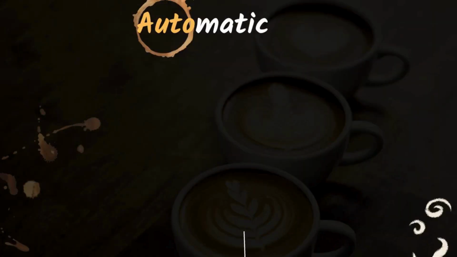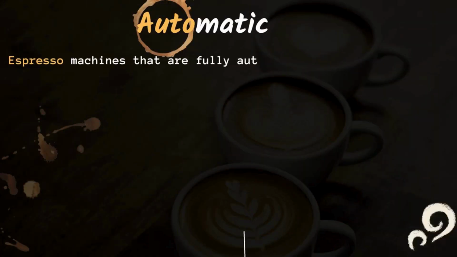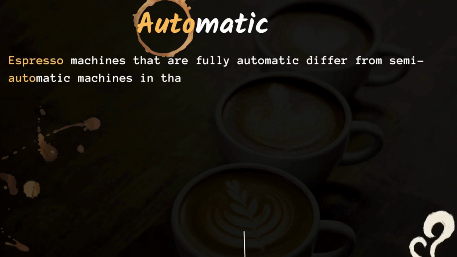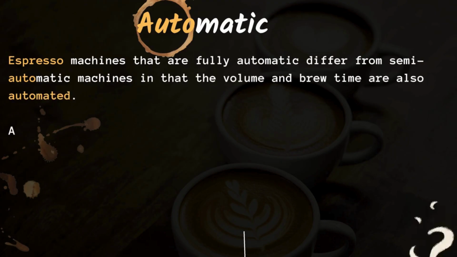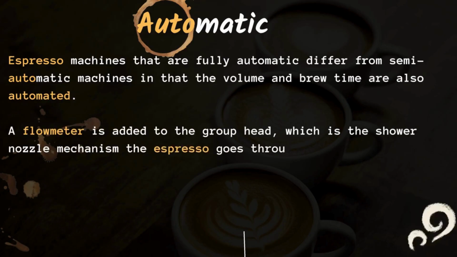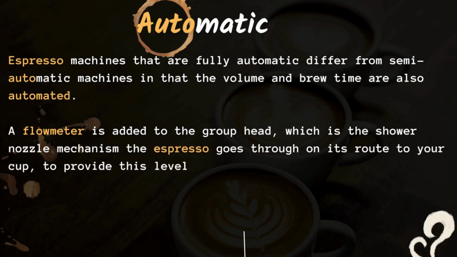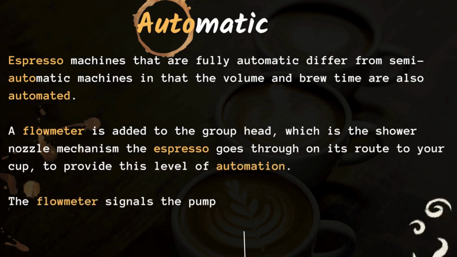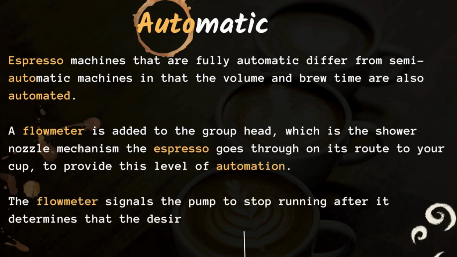Automatic. Espresso machines that are fully automatic differ from semi-automatic machines in that the volume and brew time are also automated. A flowmeter is added to the group head, which is the shower nozzle mechanism the espresso goes through on its route to your cup, to provide this level of automation. The flowmeter signals the pump to stop running after it determines that the desired amount of water has flowed through.